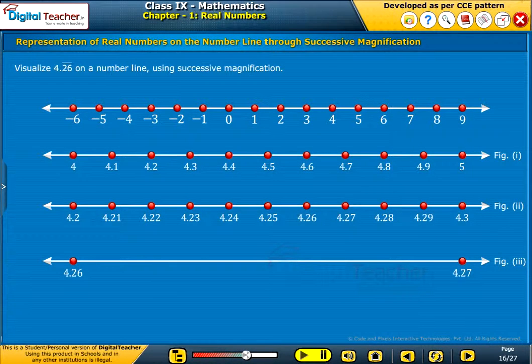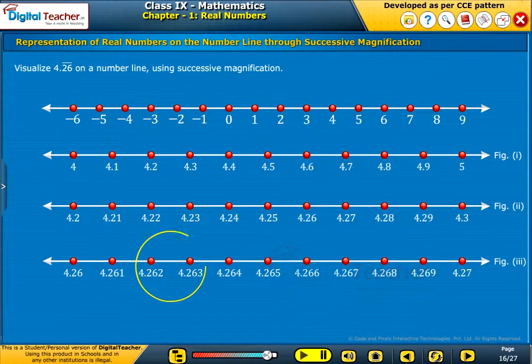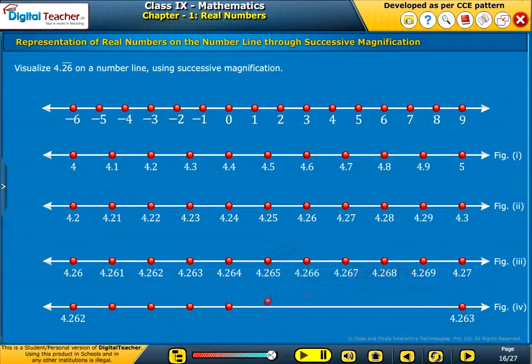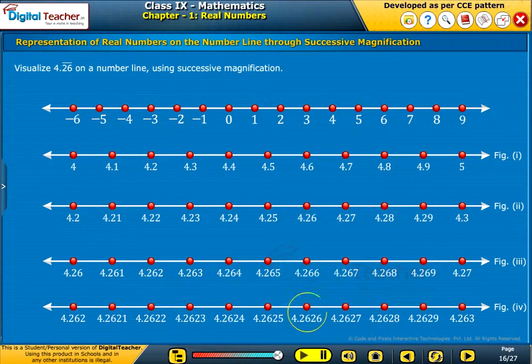So, let us now divide this portion into 10 equal parts and represent them as 4.26, 4.261, and so on up to 4.27, as shown in figure 3. As before, now we can visualize through the magnifying glass that 4.2626 lies in between 4.262 and 4.263. We can proceed endlessly in this manner and simultaneously imagine the decrease in the length of the interval in which 4.26 bar is located.